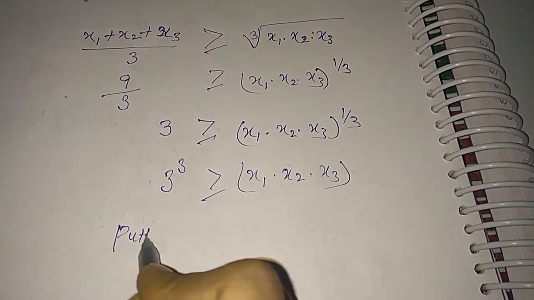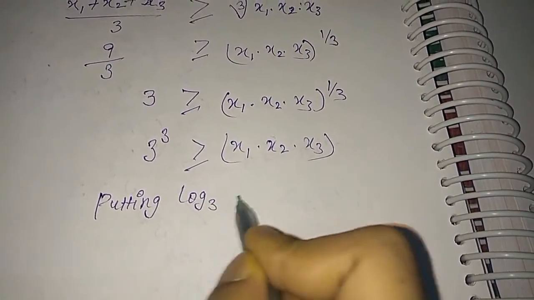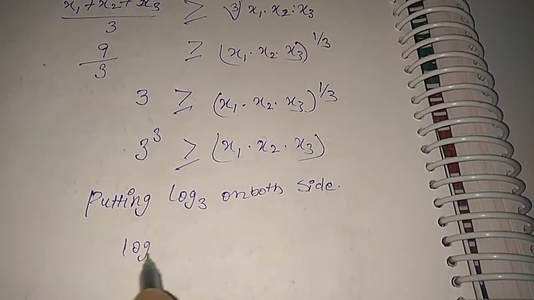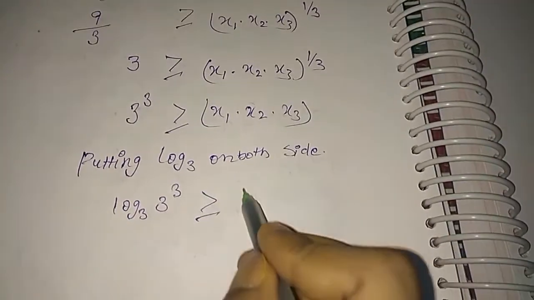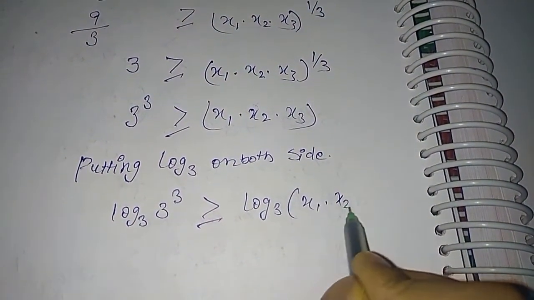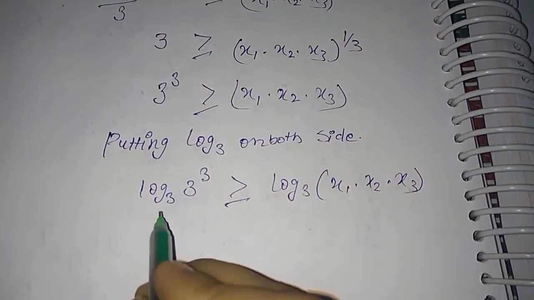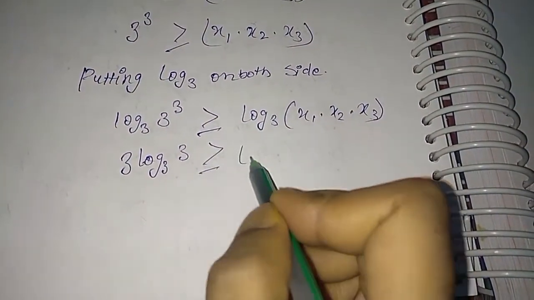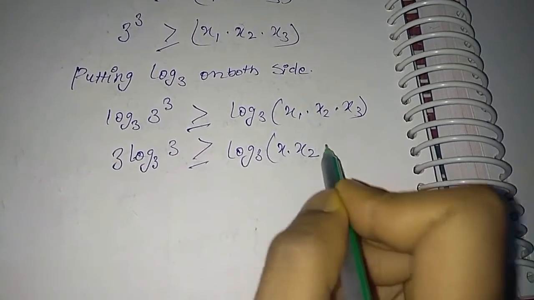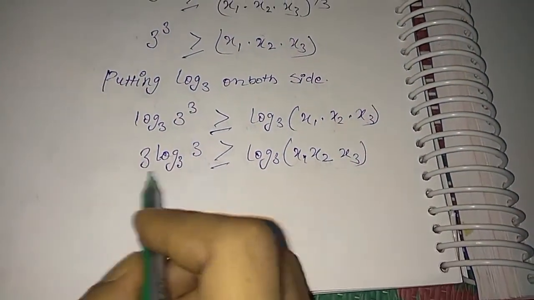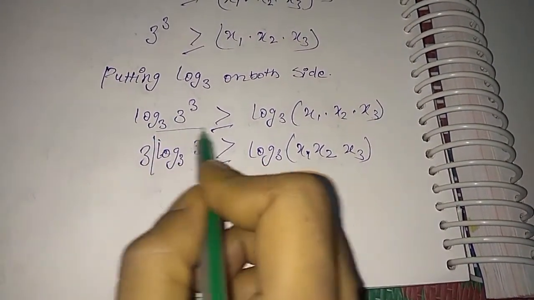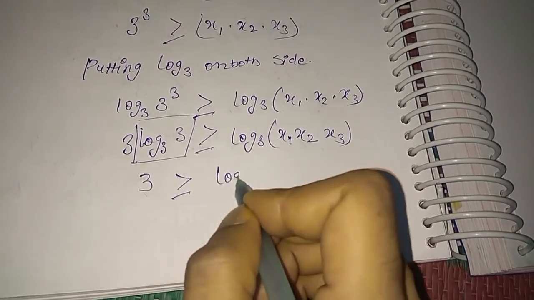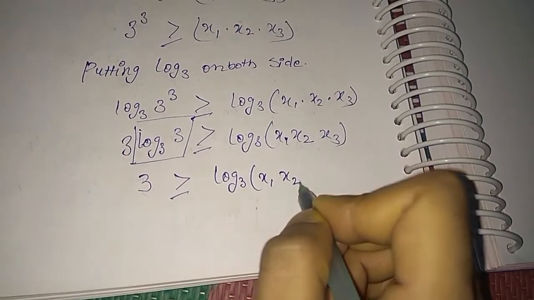Now we want the log of this value, so put log base 3 on both sides. So log base 3 of 3 raised to the power 3 will be greater than or equal to log base 3 of x1 x2 x3. So this will be 3 log base 3 of 3 greater than or equal to log base 3 of x1 x2 x3. As per the log property, log base 3 of 3 comes as 1, so we write 3 greater than or equal to log base 3 of x1 x2 x3.